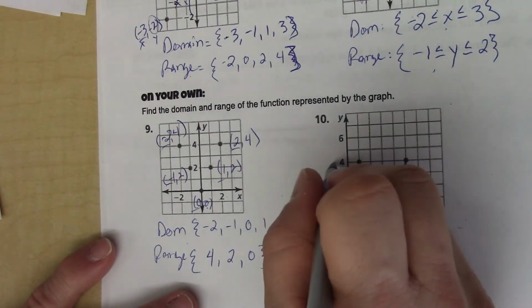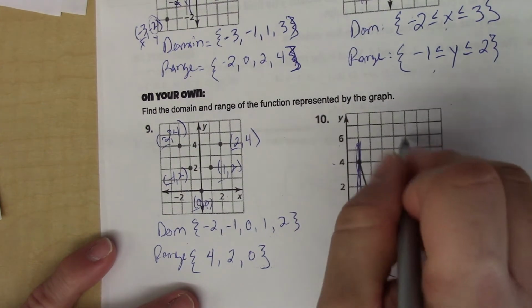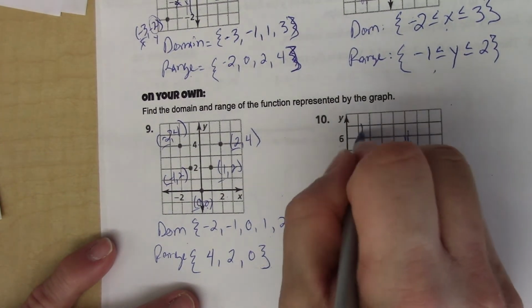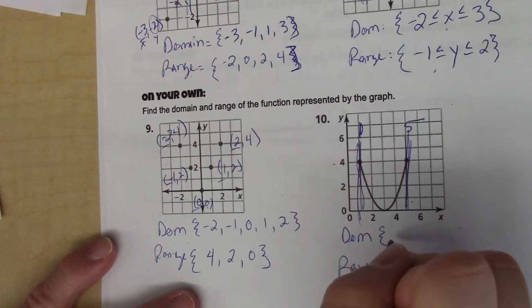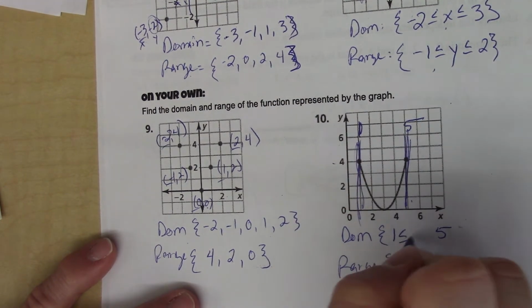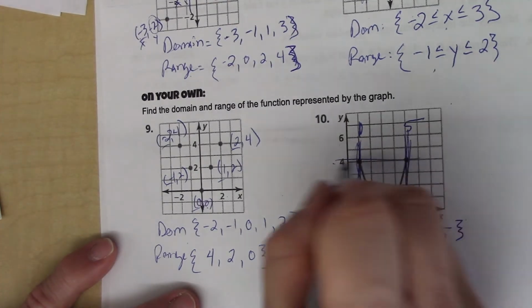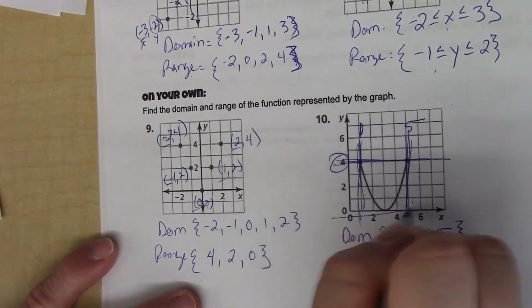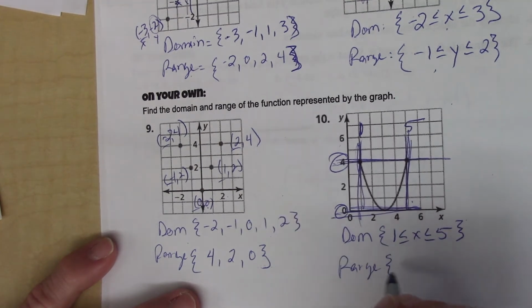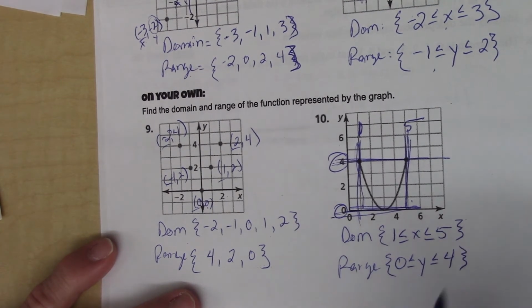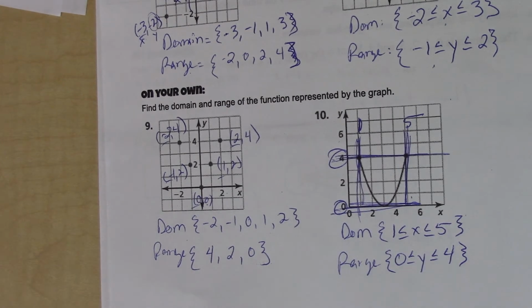For this one, again, I'm going to box it in, and this goes through 1 and 5. So my domain is between 1 and 5, and it's the x values. My range, let's see, it stops here at 4, and it goes to 0, so it's between 0 and 4, and again, it's my y value. That's the range, okay?